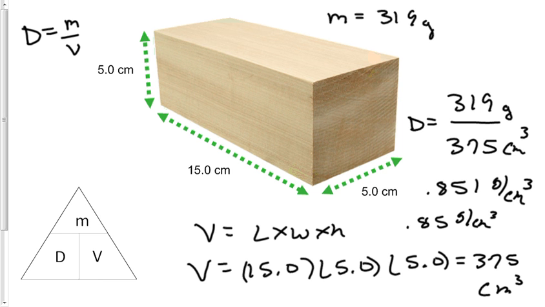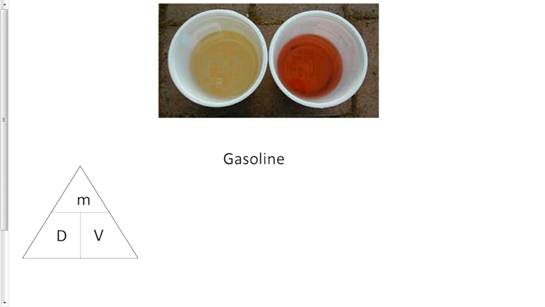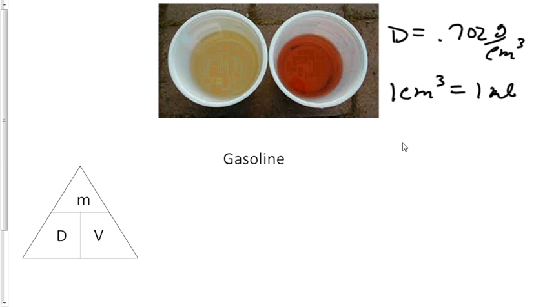Now let's do some liquid here. Let's look at gasoline. Okay, and let's say we already know the density of this. So the density of this liquid is equal to 0.702 gram per centimeter cubed. Now let's look at that a little differently. I don't know how used to centimeter cubes you are, but by definition, 1 centimeter cubed does equal the volume of 1 milliliter. So if you want to think of density as 0.702 grams divided by a milliliter, you can as well.